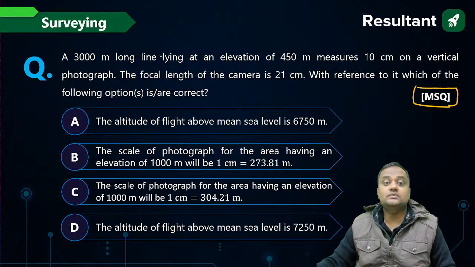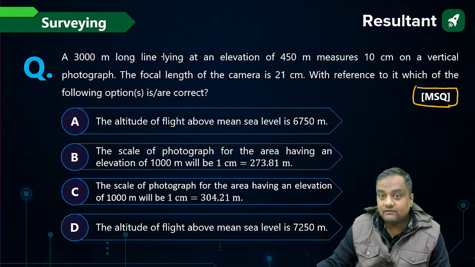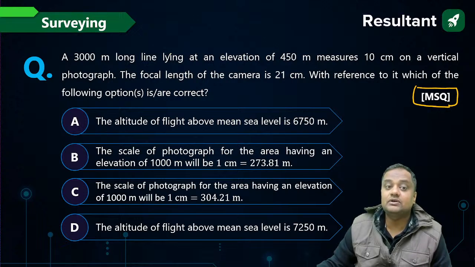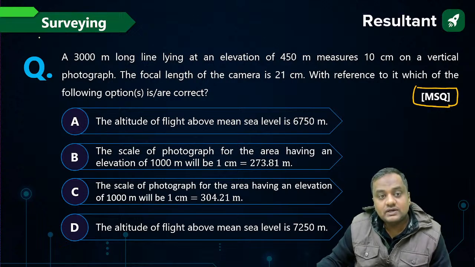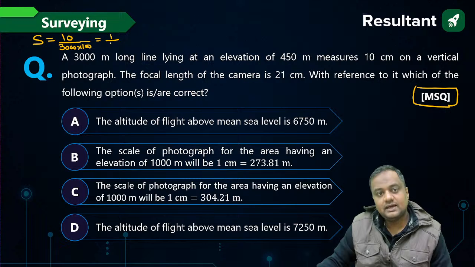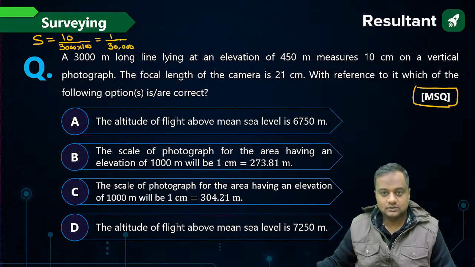A 3000 meter long line at an elevation of 450 meter measures 10 centimeter on a vertical photograph. So what is the scale? Photo distance 10 centimeter upon ground distance 3000 meter into this much centimeter. So it is 1 by 30,000 is the scale. Okay.